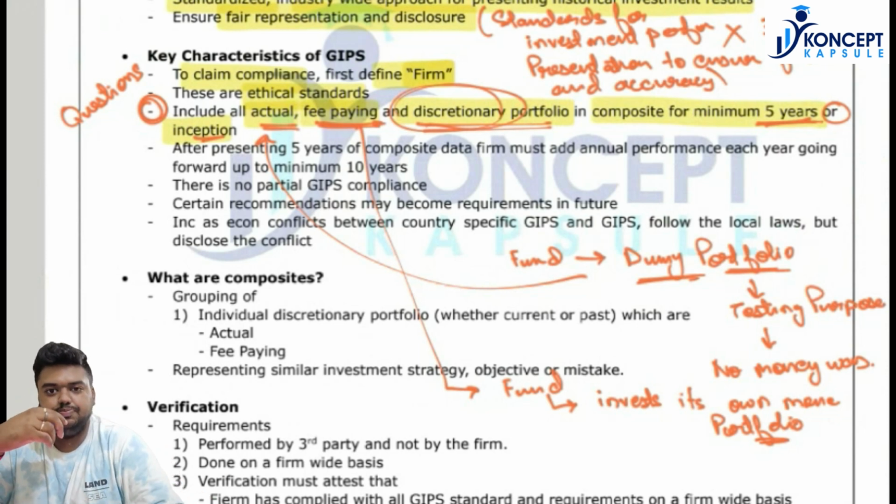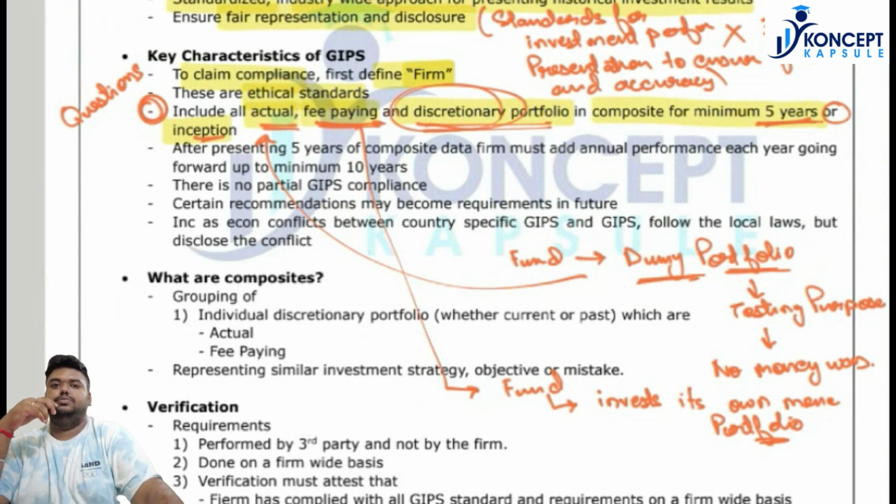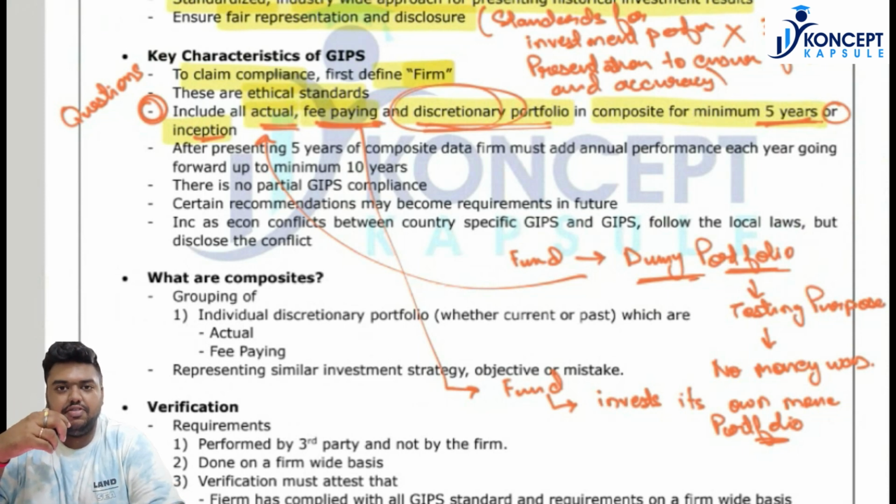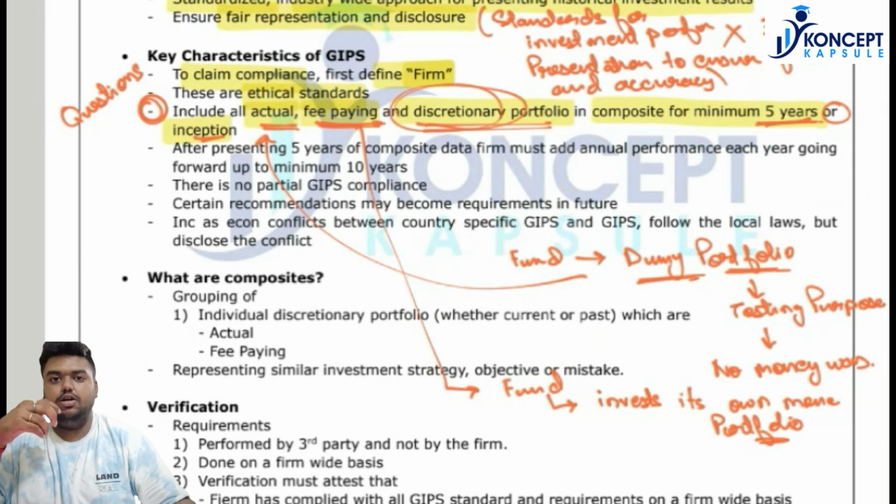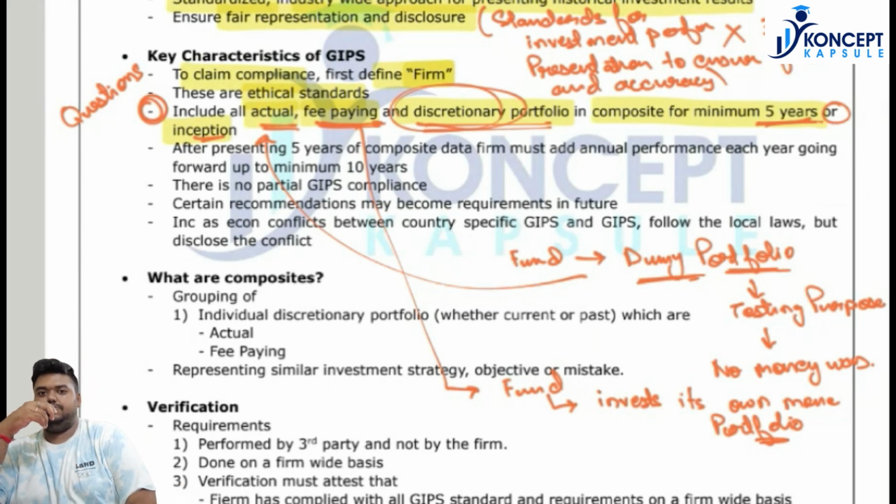What will the fund say? It will say that, boss, I did not have the power to select the right kinds of investment. Then why should I present it in my performance and show that my performance is weak? Because I was never controlling those assets, right?